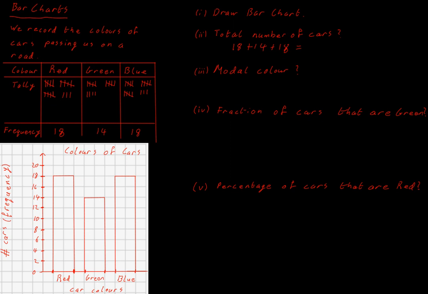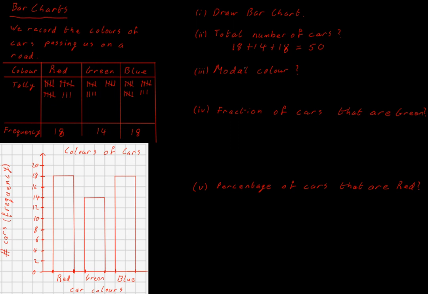And when we do that, we get 50 cars. So there were a total of 50 cars that passed us when we were doing our experiment. So that's our total number, and that's a fairly common type of question, or the basis of a fairly common type of question. The modal color.